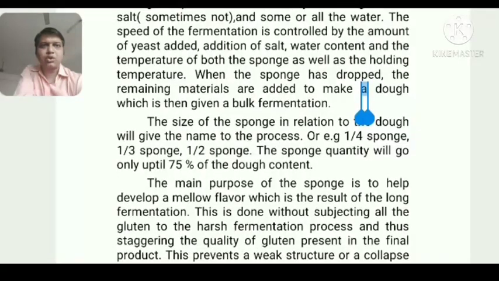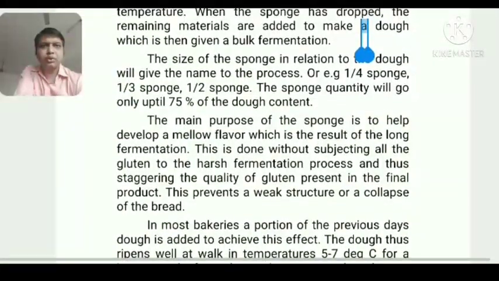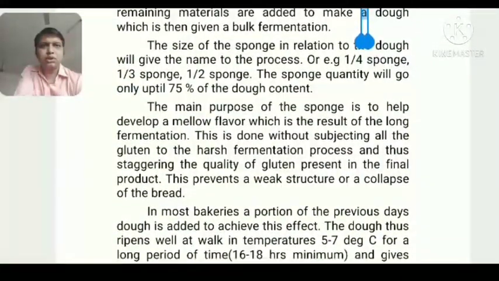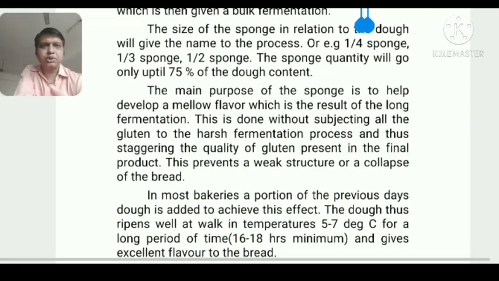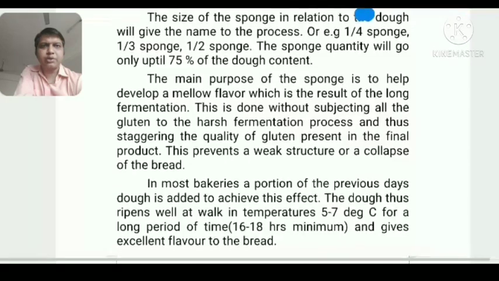When the sponge has dropped, the remaining materials are added to make a dough, which is then given a bulk fermentation. The size of the sponge relative to the dough gives the name to the process: a sponge, one-third sponge, half sponge. The sponge quantity will go only up to 75% of the dough content.